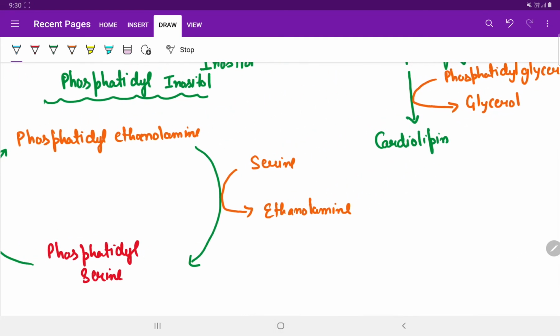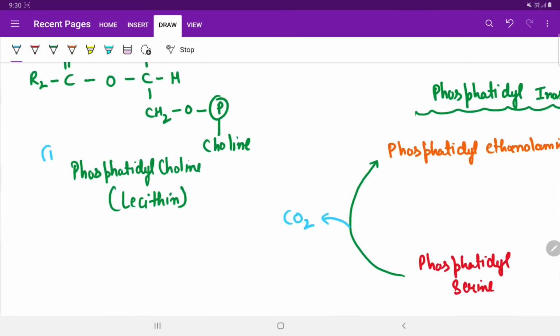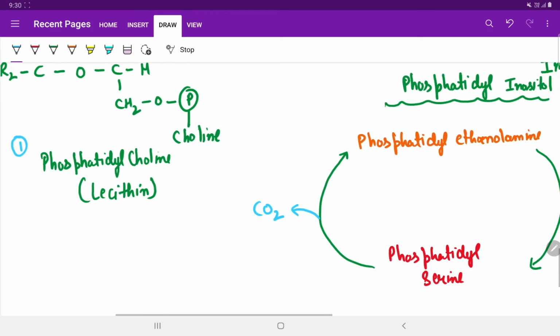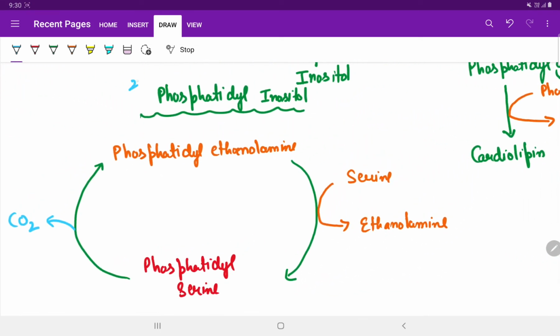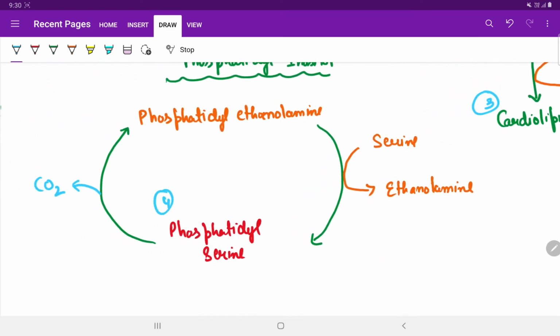So these are the major types of phospholipids that are formed. First being phosphatidylcholine, then phosphatidylinositol, cardiolipin, and phosphatidylserine. Another type of phospholipids are also there, known as plasmalogens. So how are these plasmalogens formed? Plasmalogens are basically used as a precursor in the activation of the blood clotting mechanism, or platelet activation factor, we can say.